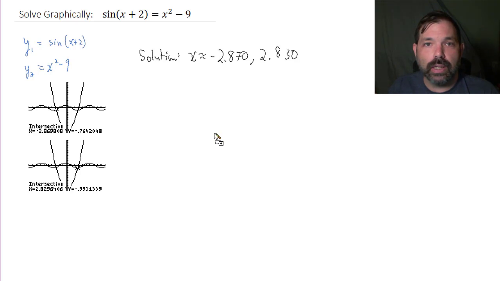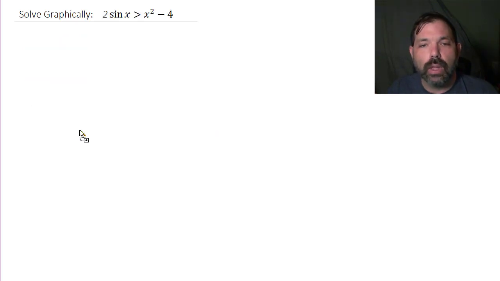Now let's take a look at inequalities. Now, the process for solving inequalities graphically is pretty much the same as the process for solving equations graphically. The only difference is how we use those points of intersection at the end. And we have to be a little bit more careful because now we want where one is greater than or less than the other for an inequality. Not where they are equal, but now we're comparing them.